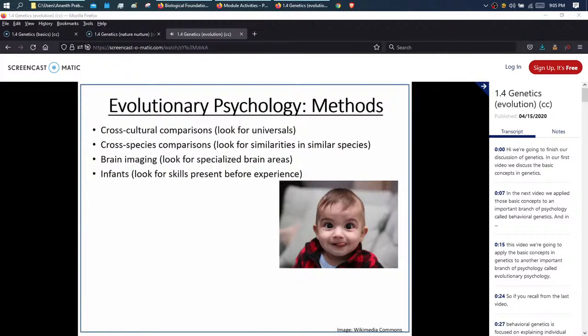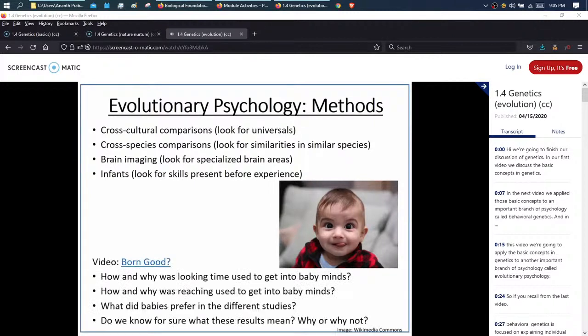So I'm going to show you a video clip here of babies. It'll give you a chance to see how to get into baby minds, because you can't just talk to babies. They're really hard to study. So they're going to use looking time and reaching as their operational definitions. And just pay attention to what the babies are revealing through their behavior.